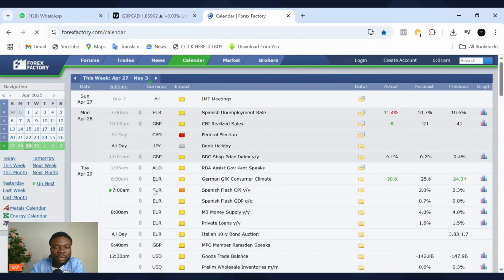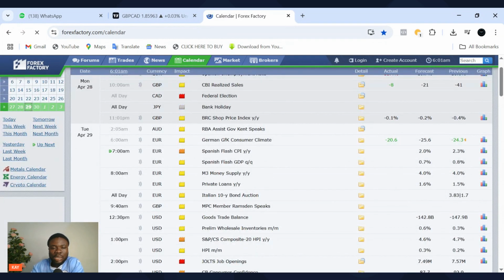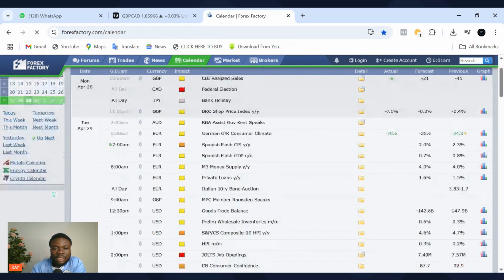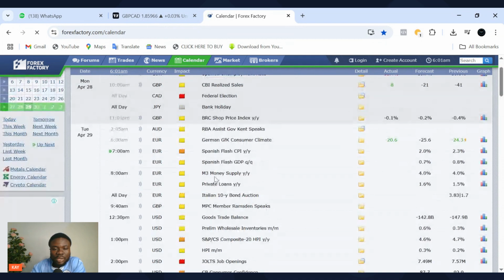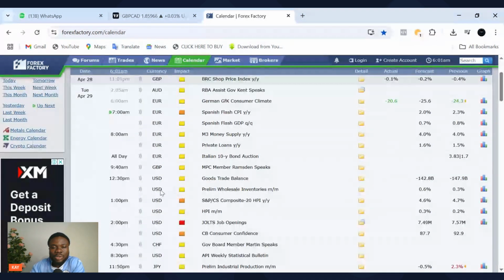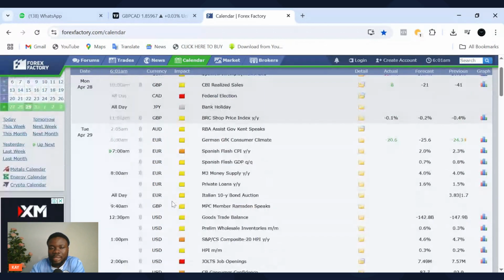So on 29th of April 2025, looking at the economic calendar, we don't have any high impact news. You don't have any red folder. The only time we are going to be having red folder is during the New York session. And as this video is being recorded, we are about to enter into the London session. So you don't have any high impact news during the London session. This tells you that in case you get a trade opportunity, you are free to take the trade without having in mind that there is any news event that is about to hit the market.